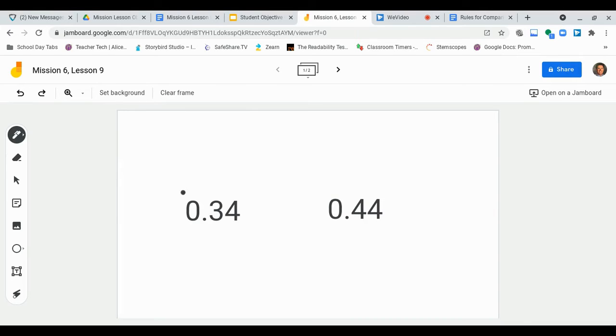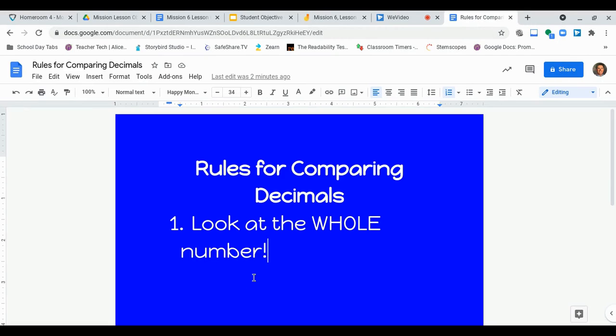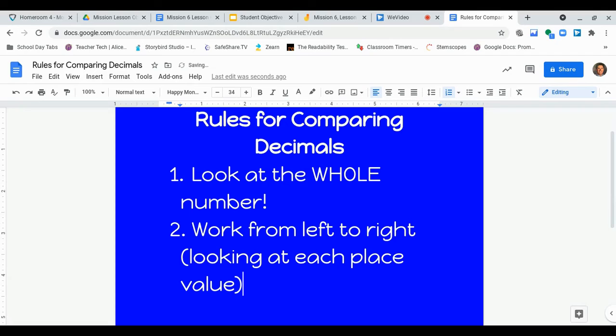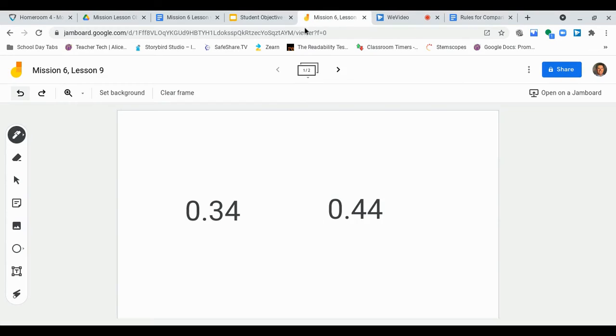So now we have 0 wholes in each of these. My first rule, I look at the whole numbers first and determine which is greater there. And if they're both the same, or they're both 0, then my second rule, after the decimal, back to the classroom, is to work from left to right, looking at each place value. By left to right, I mean the tenths place and then the hundredths place.